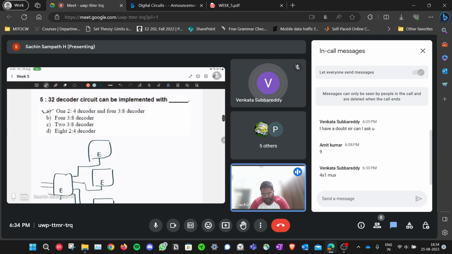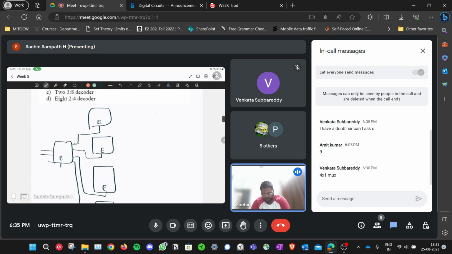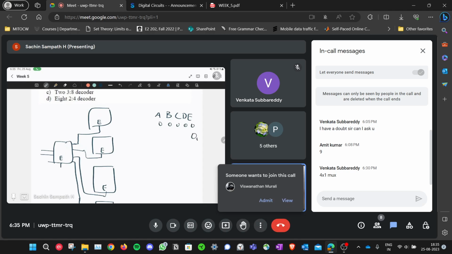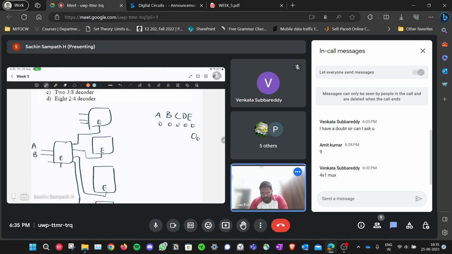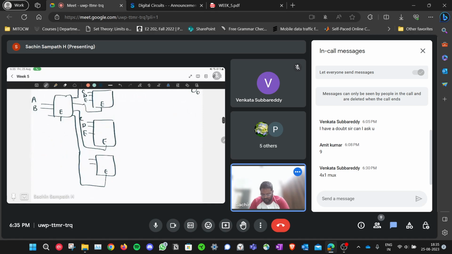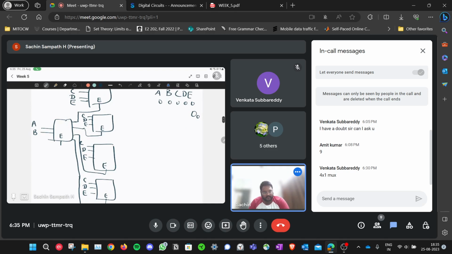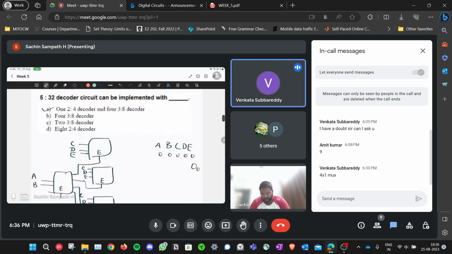And then what you do? 5:32 decoder. So if you give a 5, you need 5 inputs A, B, C, D, E, let's say, and it should select one output line depending on which input combination you are giving. So if you give 00000, a line called O0 should go high and the rest of them should go low. So what you do is the first two variables you give here, and then the same C, D, E you give to all four decoders. So why does this work? How does it work? This is the circuit, but how do you know this actually works like a 5:32 decoder?